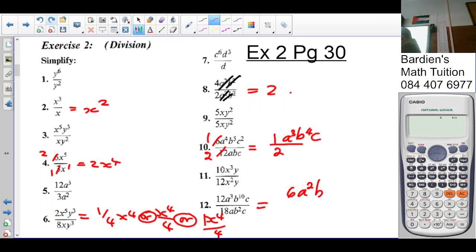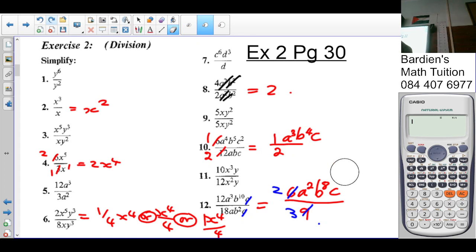B to the power 8. Yes. C. And then over 9. But now isn't there a number that goes into 9 and 6 without remainder? Yes, 3. So 3 goes into 6 twice, 3 goes into 9 thrice. Is the answer 2a cubed b 8c over 3? No. The c's would have cancelled out, my girl. So this answer is not correct. So you'll get another one.